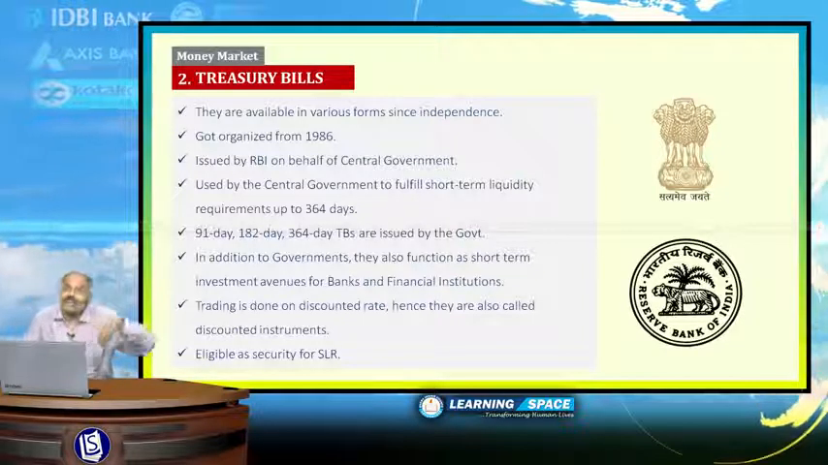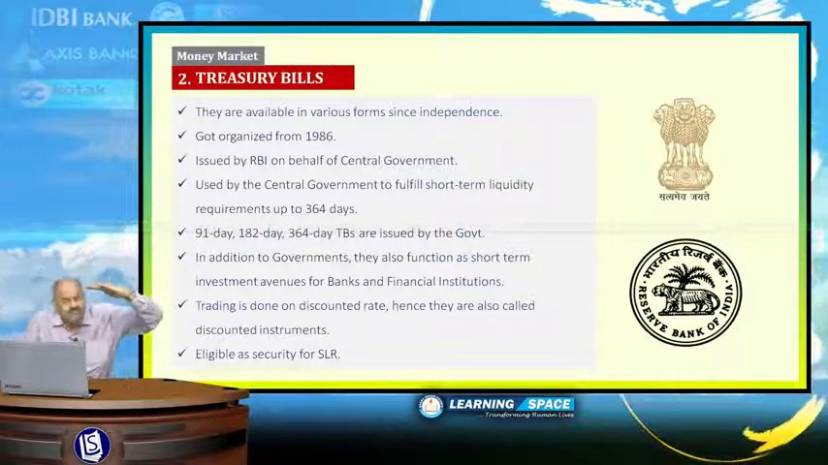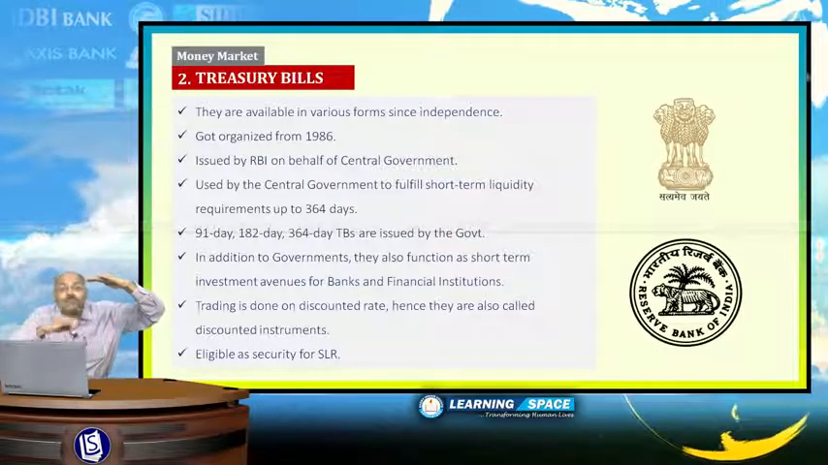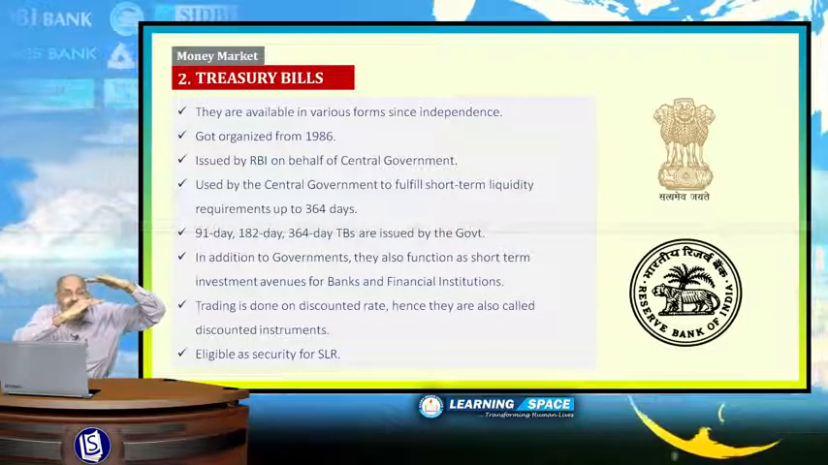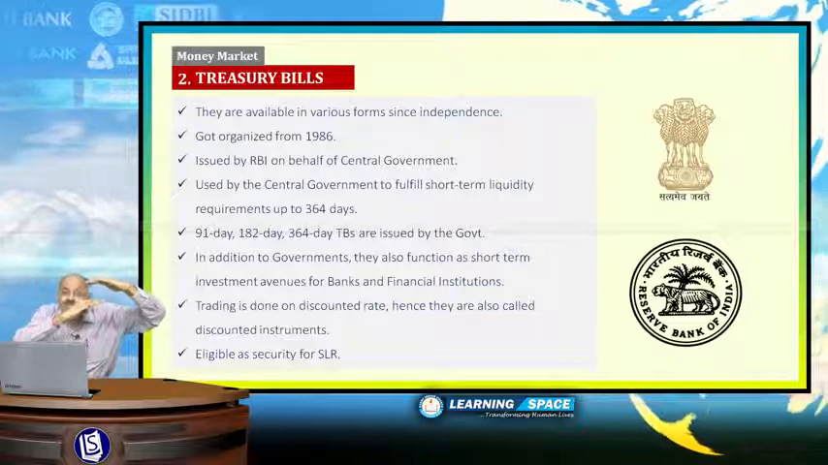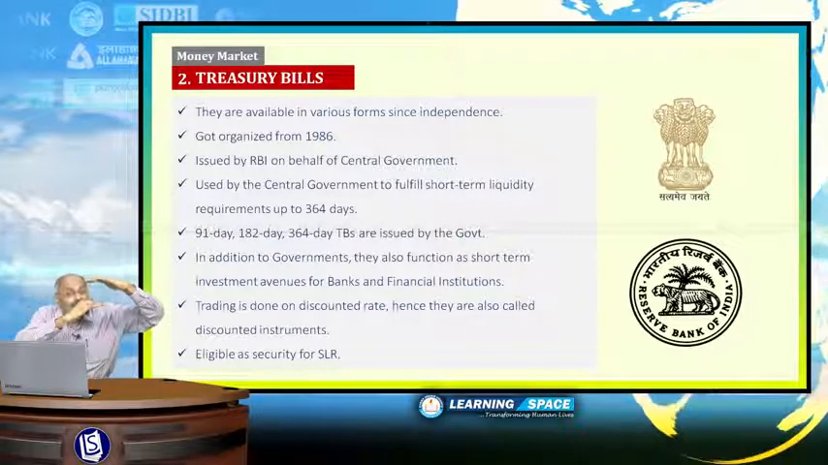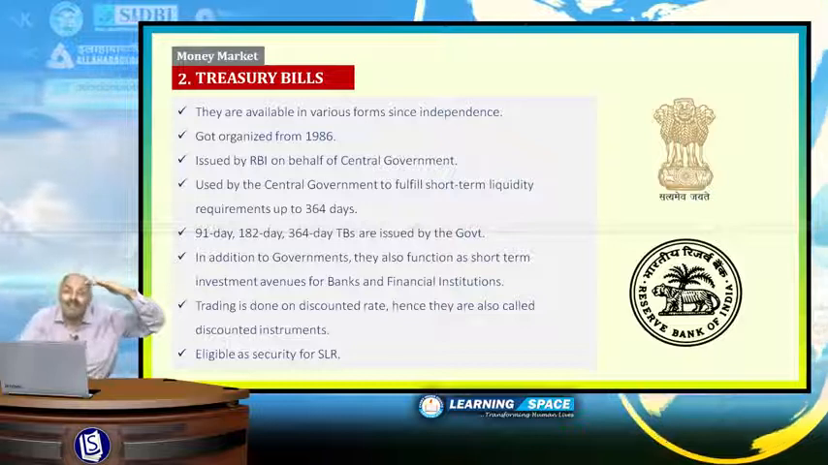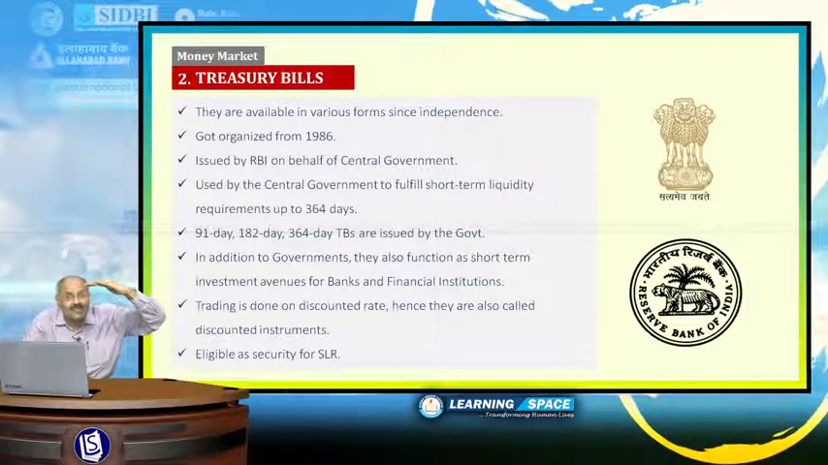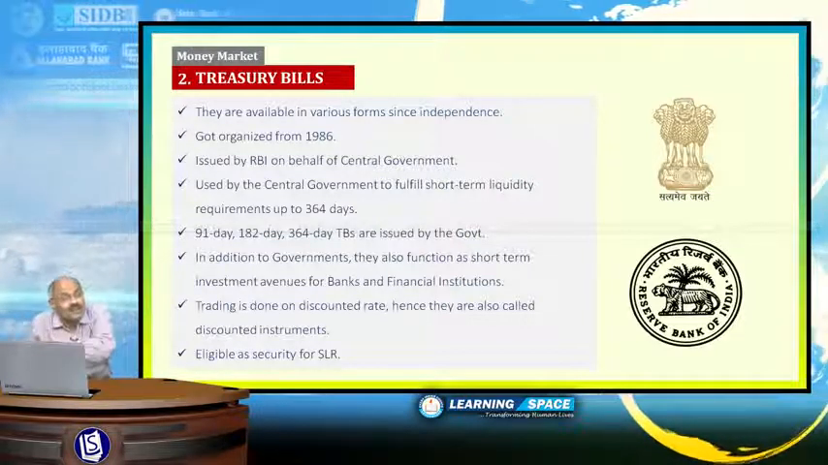Let me tell you once again, discounted instrument means, if the value of the treasury bill is 1 lakh, you will purchase it at around 97,000 or 98,000. That means lesser than the face value, and at the time of redemption you will get 1 lakh, right? So that is the meaning of discounted instrument.